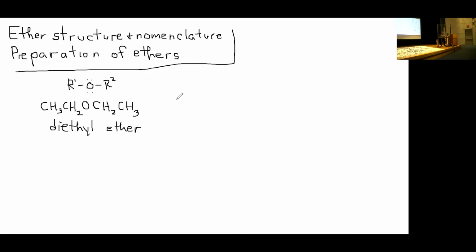What if you had two different groups on there? Well, you might have something like, how about this? So I guess here you've got isopropyl and cyclohexyl. I think cyclohexyl comes first. So I think the better name is cyclohexyl isopropyl ether. Or 2-propyl, that's fine too.